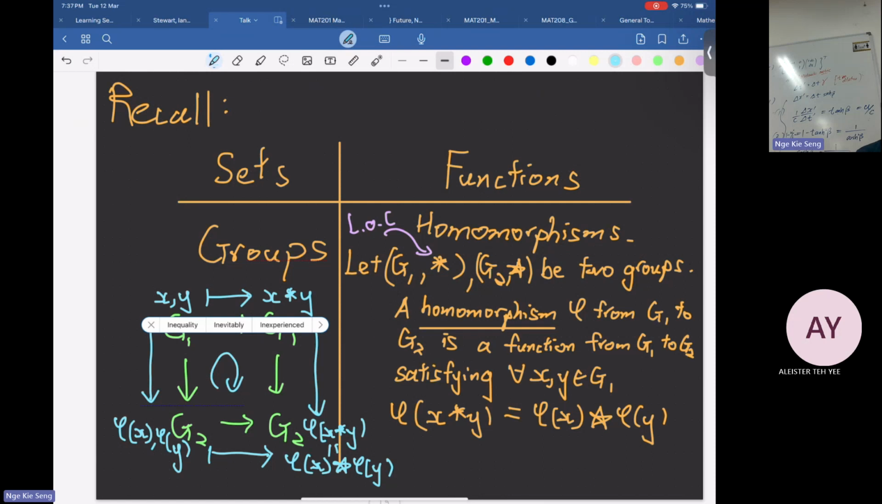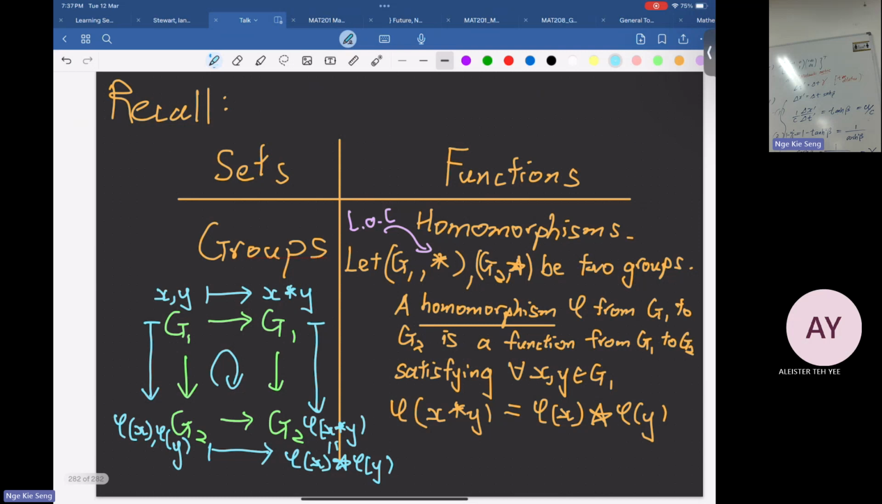Any question? Yep. What does it mean by this diagram commutes? So first of all, this is a square diagram here. I haven't defined what a diagram is, but from what you see, G1, G1, G2, G2 are like the vertices of a square, right? But I put some arrow on these edges.